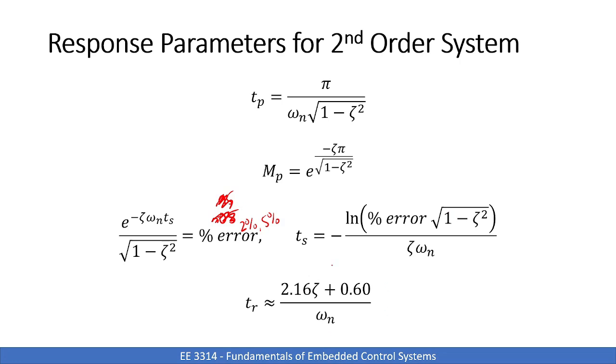Okay, and rise time for the second order case is an approximation. I'm not going to go over the derivation of it, but you can just use this general formula to approximate the rise time: 2.16 times zeta plus 0.6 over omega sub n. That's just a simple curve fitting, because the actual solution of that is pretty difficult to do. Okay, so now we have all of our performance parameters that we care about in terms of omega n and zeta, which are coefficients to our characteristic equation, which is the denominator of our transfer function, right?